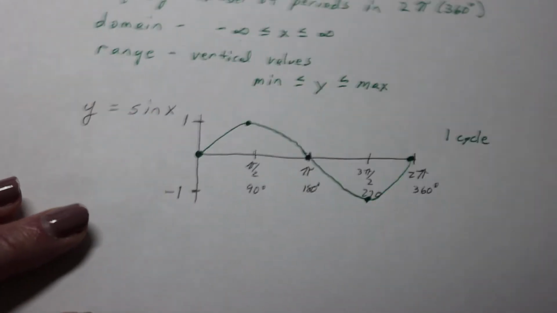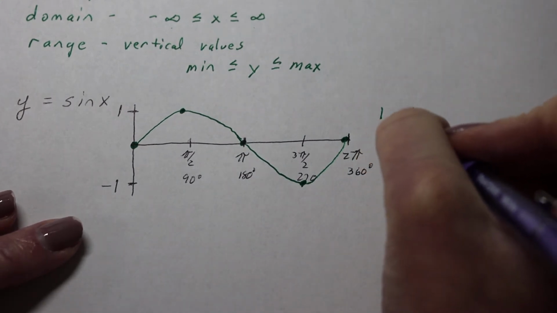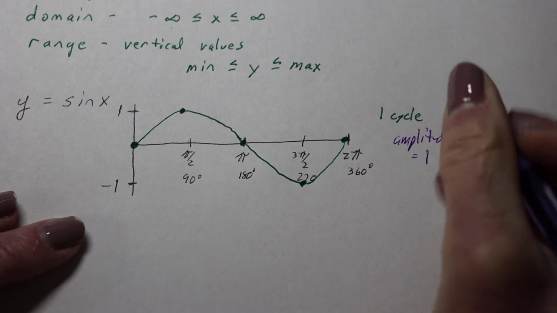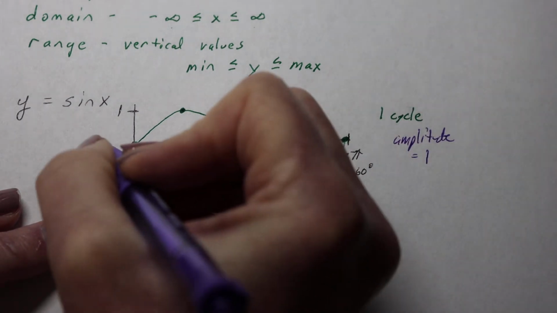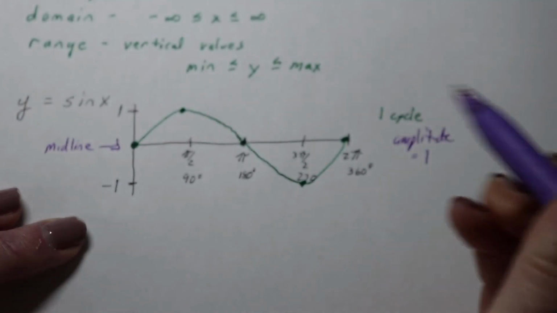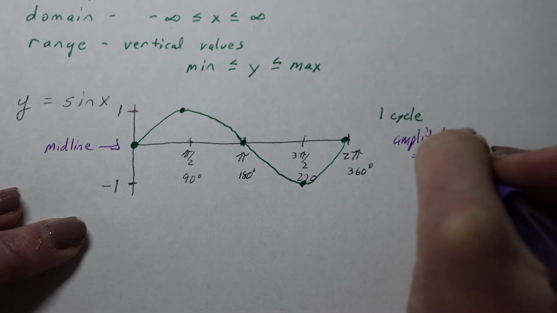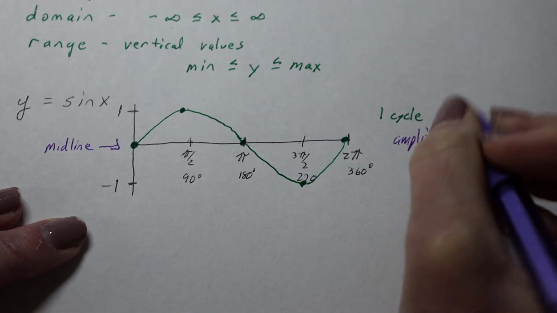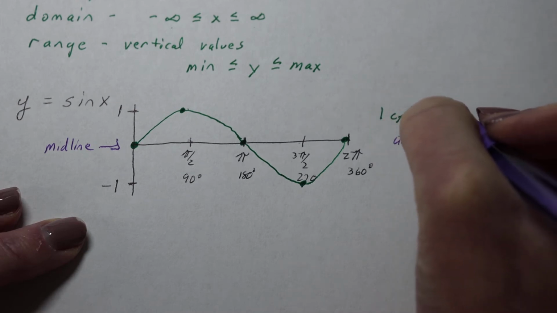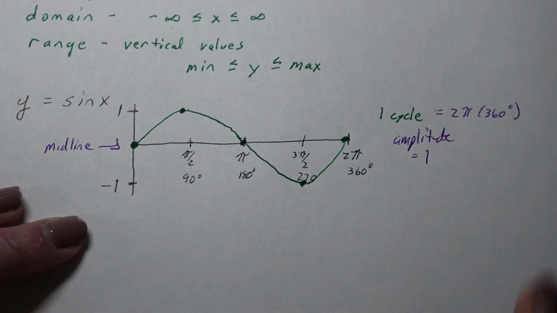Using some of that vocabulary, it has an amplitude that is equal to 1. Right here, this x-axis, that's the midline. From the midline, it goes up 1. From the midline, it goes down 1. So its amplitude is 1. We said it has 1 cycle, and that cycle is equal to 2 pi, or 360 degrees.